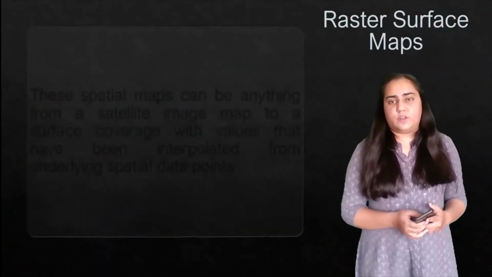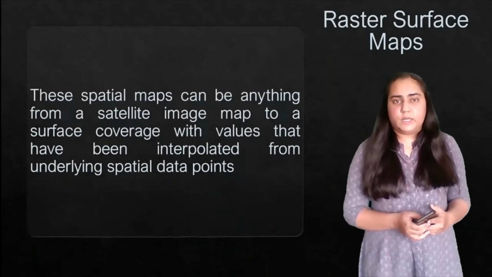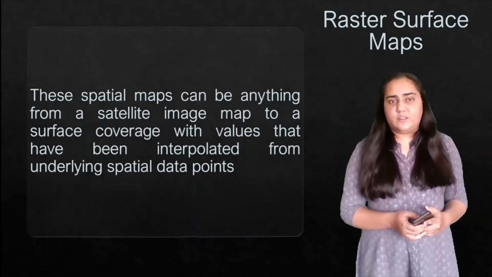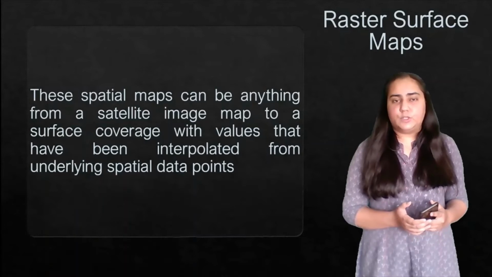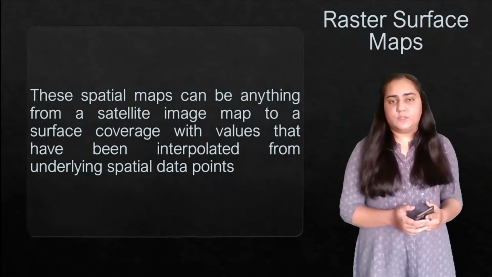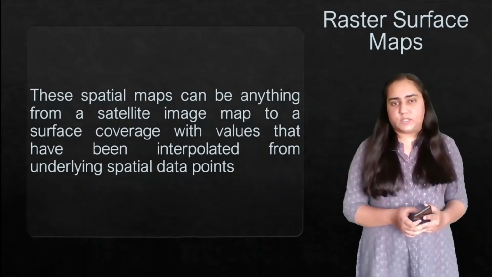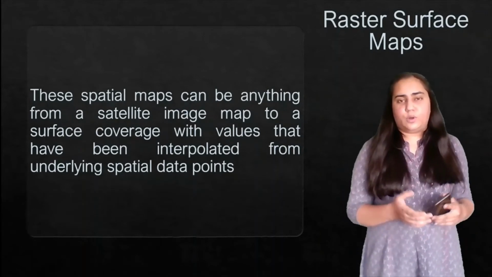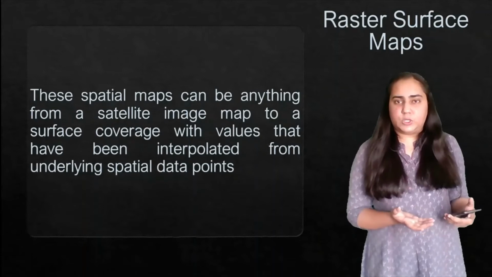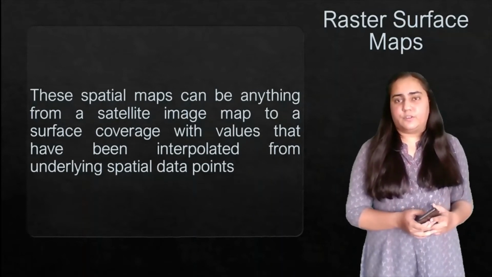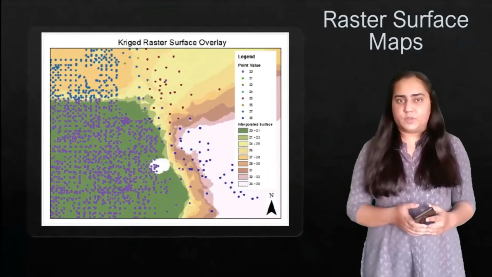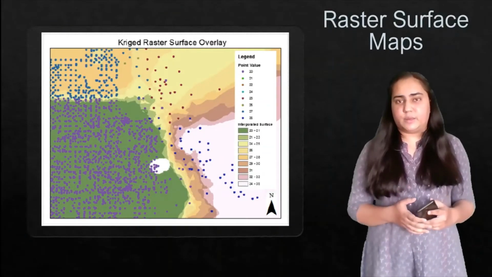And then we have raster surface maps. These spatial maps can be anything from a satellite image map to a surface coverage with values that have been interpolated from underlying spatial data points. So whatever you see in a satellite image, that's an example of a raster surface map. And it looks something like this. So this is how a raster surface map looks.